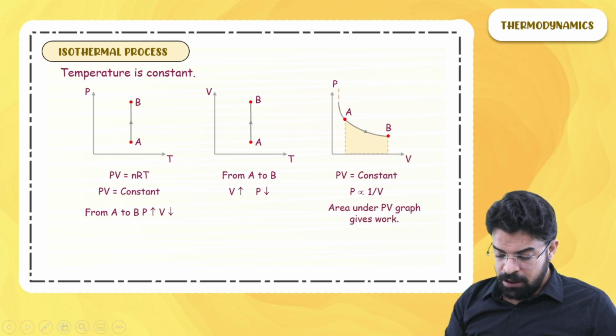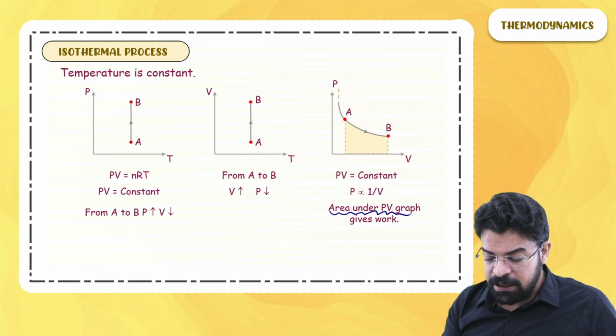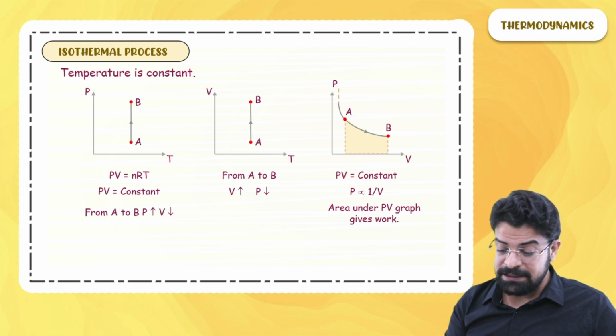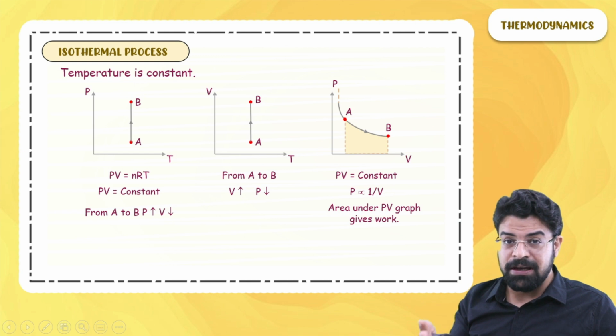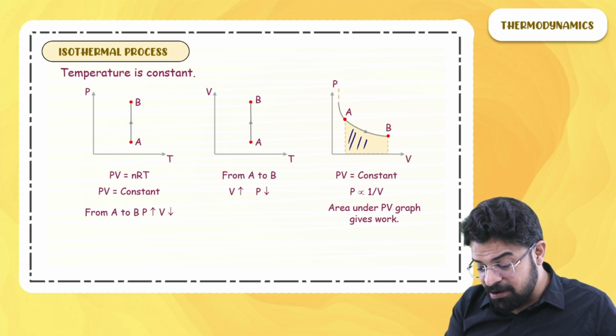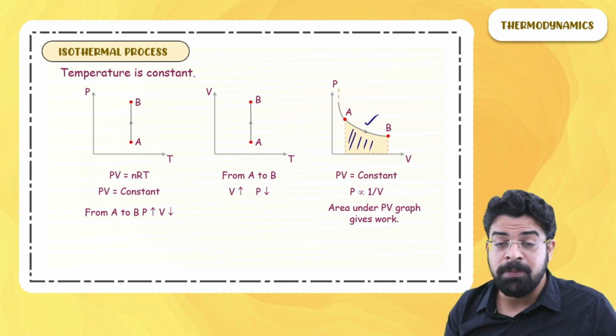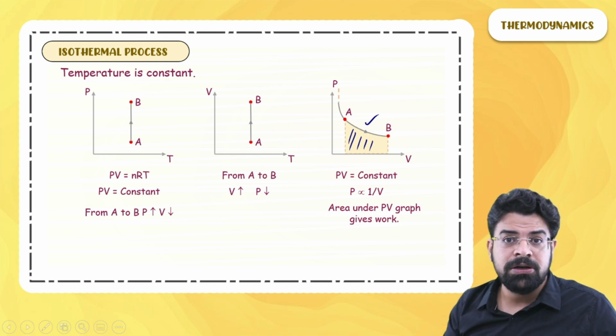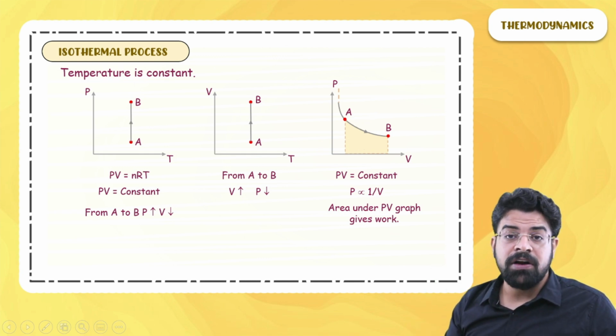Now, area under the PV graph gives you what? The work done. But this work you can see is not easy to calculate because there is a curved part involved, and this curve is not part of a circle. It is a part of hyperbola. So how to find the work done for an isothermal process?